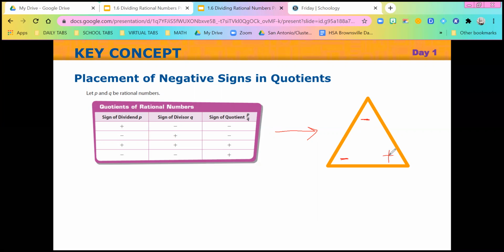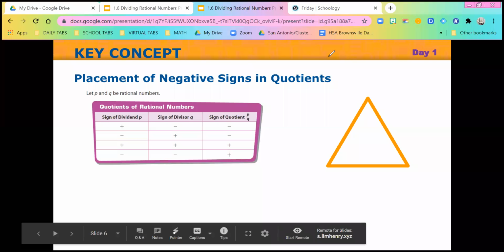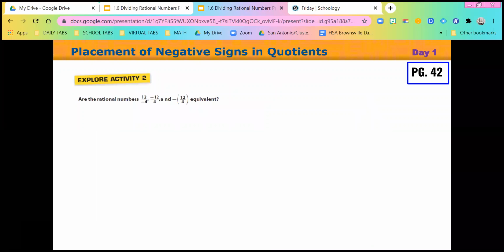I just think my students that I've had previously really like the Dorito chip method, but honestly, totally up to you. It's your notes. All right, and let's look at page 42 in your GoMath book.